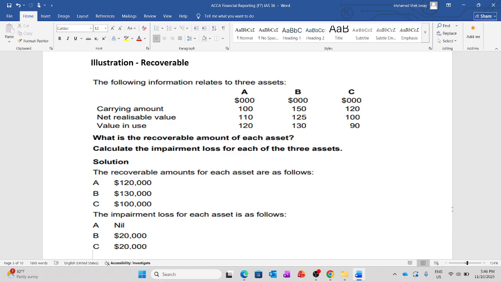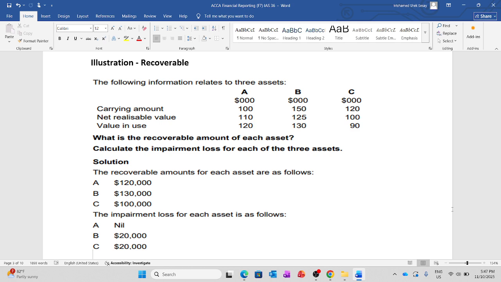So now we are going to calculate our impairment. For asset A, the carrying amount is 100 and the recoverable amount, which is the value in use, is 120. The carrying amount is less than the recoverable amount. So there is no impairment. Simple, there is no impairment. We can only get impairment if the carrying amount is greater than the recoverable amount.